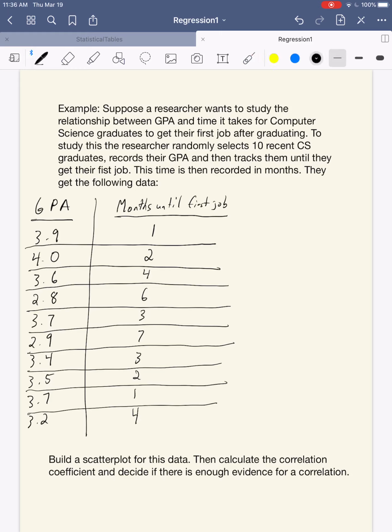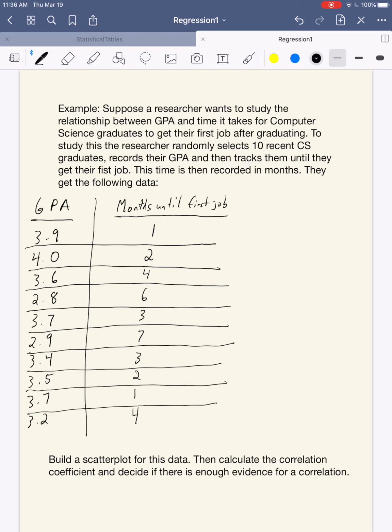Now, do keep in mind that before we jump right into building the scatter plot, one thing that we want to do is make sure that we identify the explanatory and response. To give ourselves a little bit more room, we're going to move on to the next page where we'll have the data rewritten. And again, I would strongly recommend, as you follow along with this, to write this data down on your own and attempt building the scatter plot, calculating the correlation coefficient, just as we are in this video.